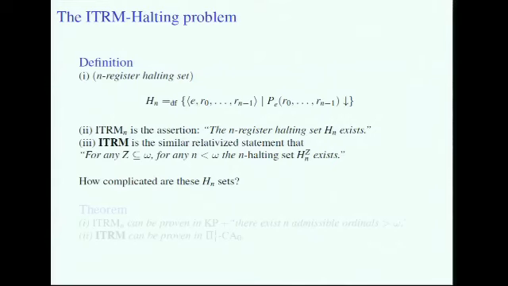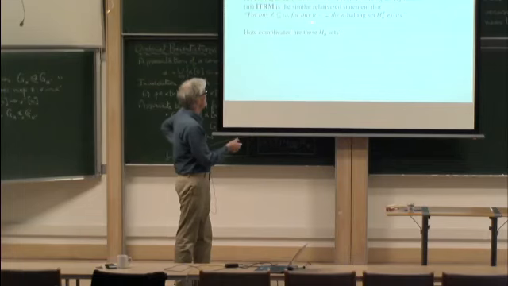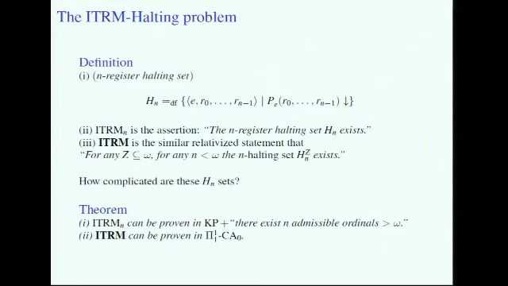The boldface ITRM is again saying for any particular oracle set Z here, and for any n, the n halting set, where you can imagine for yourselves this is the halting set where I take an oracle Z that the program can consult en route. So what comes about is that you can show that there exists this n halting set here, right?